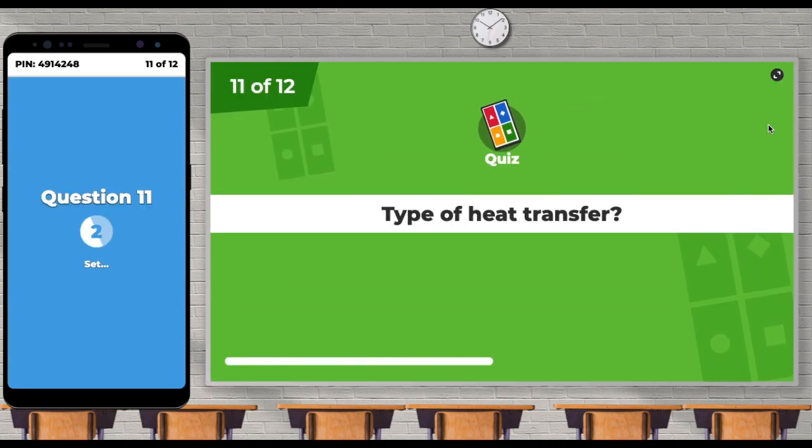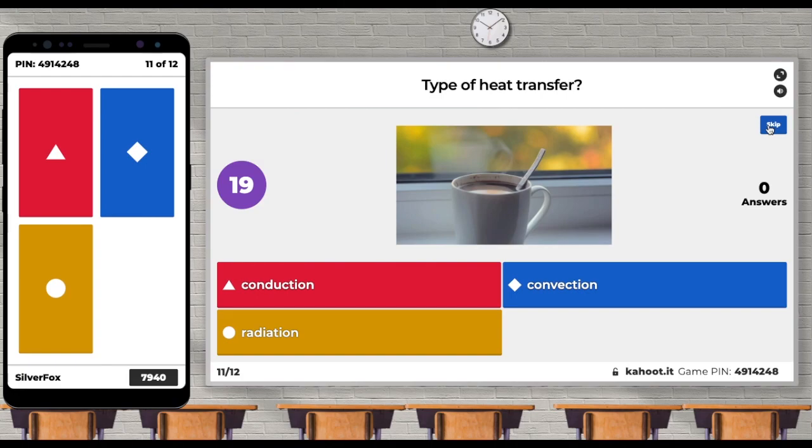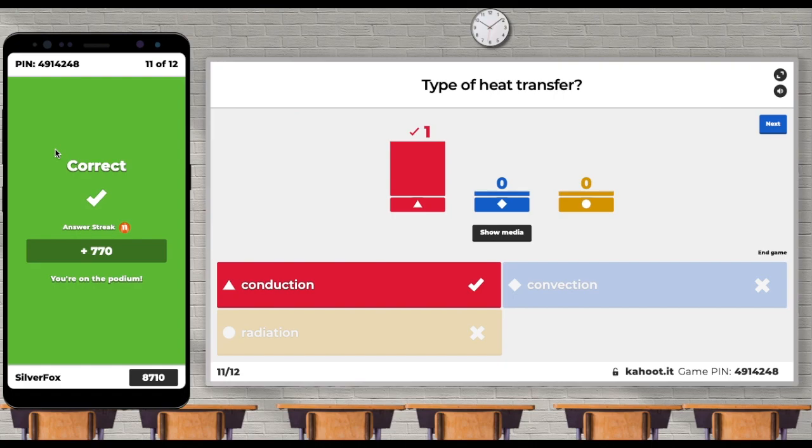Question 11, what type of heat transfer is this picture? The handle of the spoon is hot, even though it's not in the liquid, because of conduction. Even though the handle of the spoon is not in the hot coffee, it's still warm to the touch because of conduction.